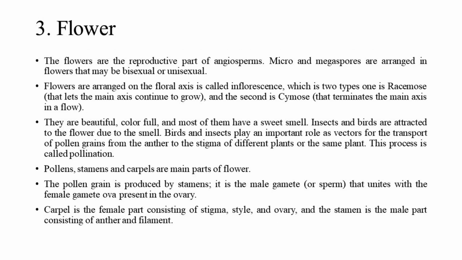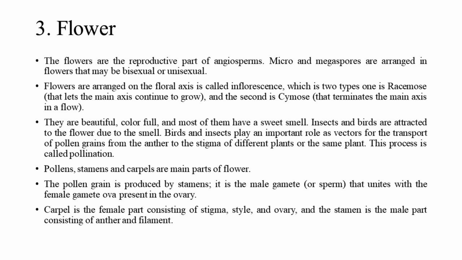3. Flower. The flowers are the reproductive part of angiosperms. Micro and megaspores are arranged in flowers that may be bisexual or unisexual. Flowers are arranged on the floral axis called inflorescence, which is of 2 types. One is racemose, which lets the main axis continue to grow, and the second is cymose, which terminates the main axis in a flower. They are beautiful, colorful, and most of them have a sweet smell. Insects and birds are attracted to the flower due to the smell.